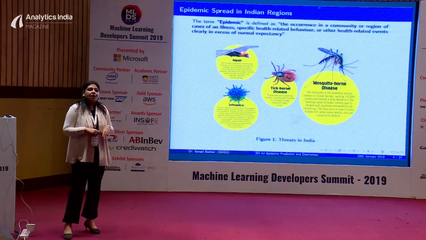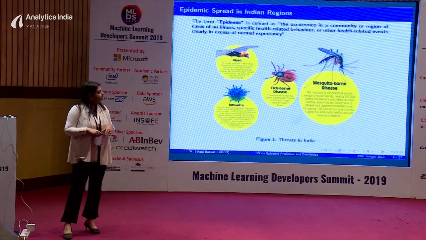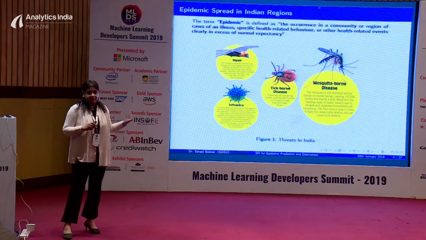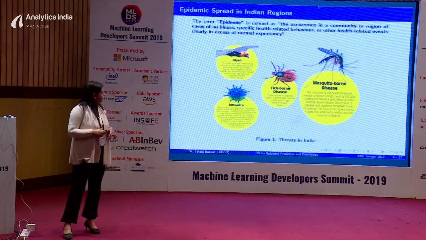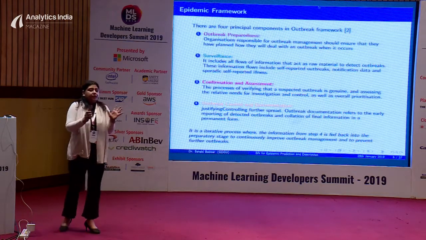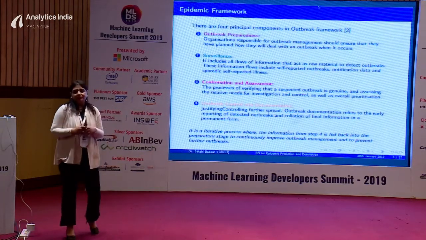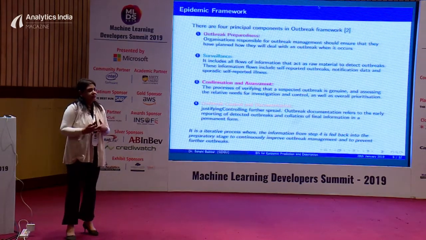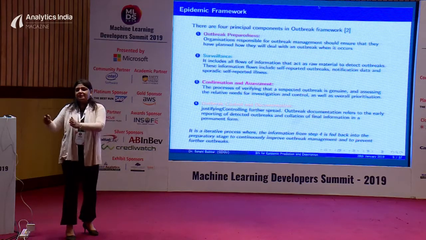So the idea of this talk is, can we somehow detect these epidemics, the spread by any of them, using machine learning models? So first, let's try to understand the framework of an epidemic. The World Health Organization says that an epidemic typically follows four different stages.